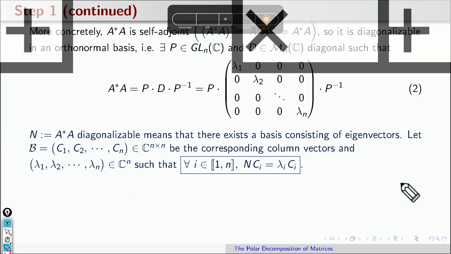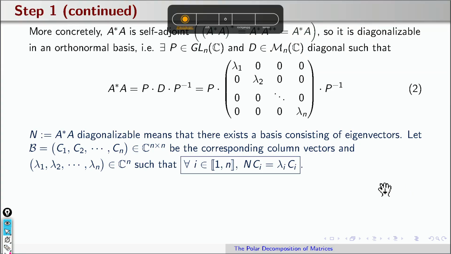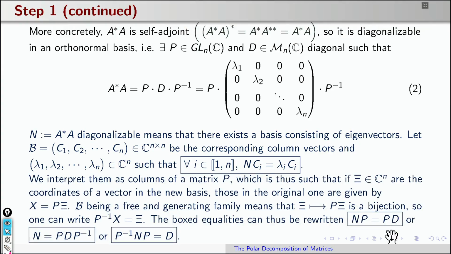Okay, let me show. NP equals PD. If we're able to show that P is invertible, then I multiply on the left or on the right this equality. If I multiply on the right by P minus 1, I get N equals PDP minus 1. If I multiply on the left, I get P minus 1 NP equals D.